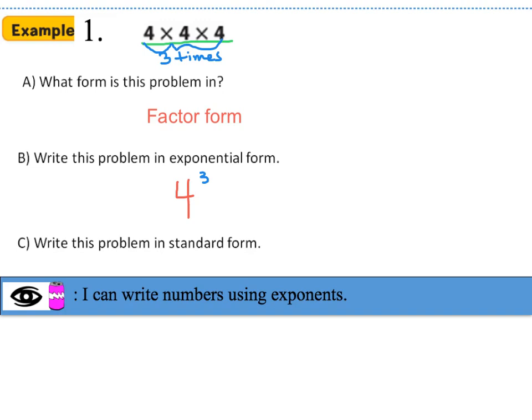For the last part, it says write this problem in standard form. If I multiply 4 times 4 times 4, I would get 64. And that's the answer in standard form. Please don't multiply 4 and 3. You cannot multiply the base and the exponent to get 12. That is using repeated addition. Remember, we are not using repeated addition with exponents. We're using repeated multiplication. So 4 times 4 times 4 gets us our standard form, 64.